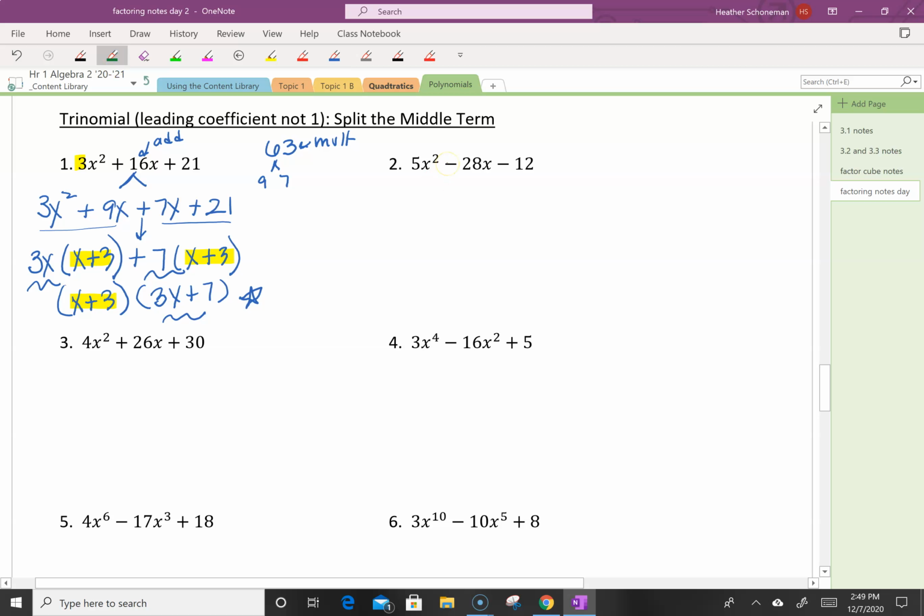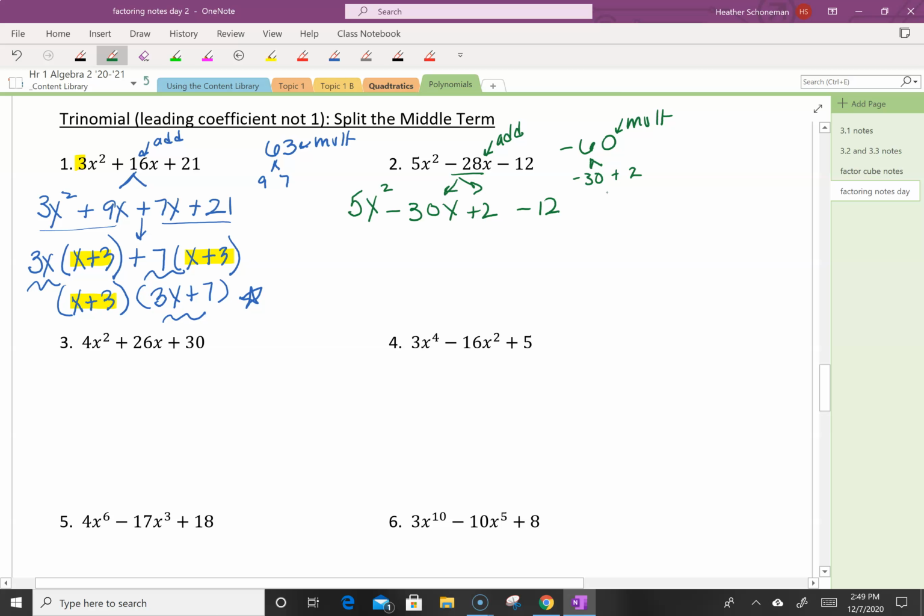So first, I'm going to look for a greatest common factor. I don't have one. So I'm going to take 5 times negative 12, and that gives me negative 60. Now I need two numbers that multiply to negative 60 and add to negative 28. Those two numbers would be negative 30 and positive 2. Now I'm going to rewrite this, splitting the middle term. So I have 5x squared, and this gets split to negative 30x plus 2x minus 12. Notice that all I changed was the middle term.